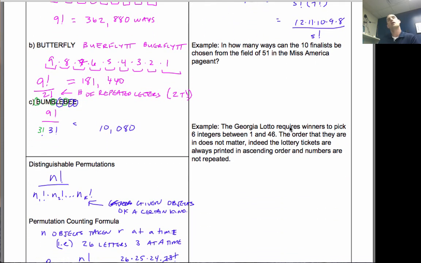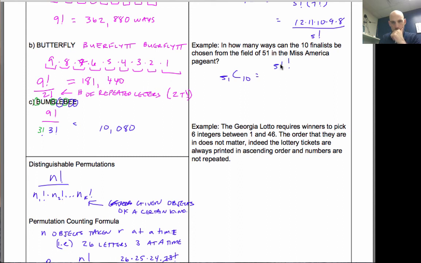How many ways can the 10 finalists be chosen from the field of 51 in the Miss America pageant? It's asking for finalists. It's not asking how many ways can they finish. This one's tricky, right? And so I'm really going to have 51 ladies, and I'm going to choose them 10 at a time. But it doesn't matter. If you've got, you know, Alabama, Texas, Missouri in the 10 finalists, it doesn't matter what order they came in, they're just picking 10.